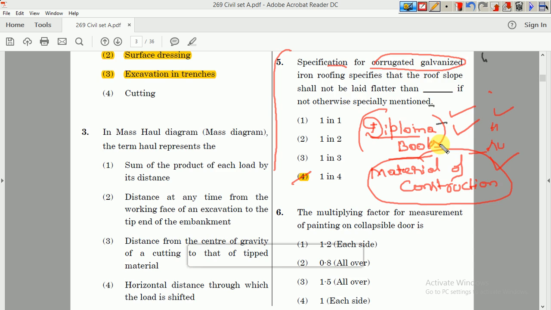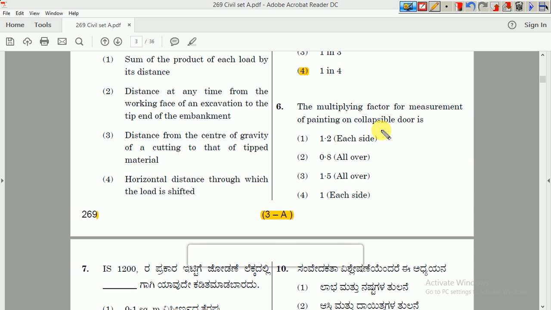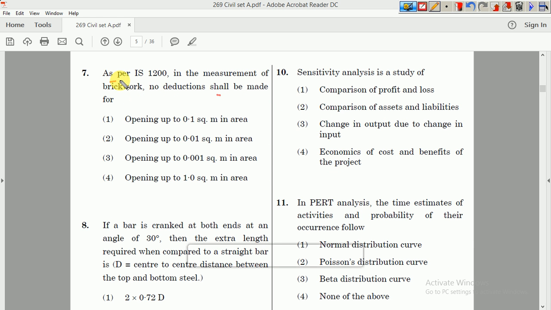Okay, this is enough. What is the multiplying factor for the measurement of painting a collapsible door? It is again 1.5. The same thing, go for the diploma book of building construction. You can solve these two questions very easily. So as per IS 1200, the measurement of the bricks, no deduction shall be made for. Okay, the answer is openings up to 0.1 square meter in area. Again, if you are familiar with the code book, these types of questions have been taken directly from the code book. You can easily answer these types of questions.